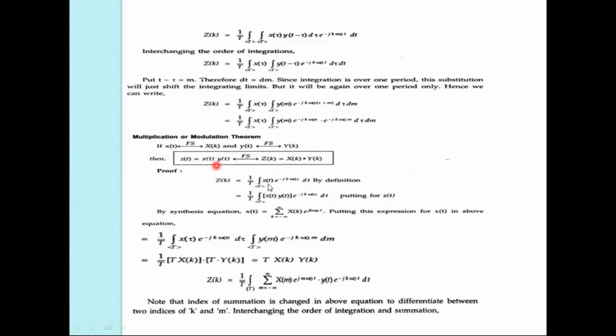Okay. Let us prove it by taking the analysis equation. Analysis equation: z of k is equal to 1 by T, the integral over T, z of t e power minus jk omega naught t dt. As per the definition, this is the analysis equation of the exponential Fourier series. For this multiplication or modulation theorem, you can use both the analysis equation and the synthesis equation. Now let us see.